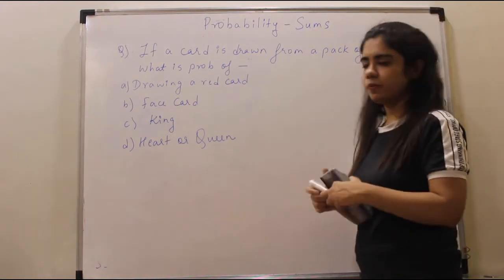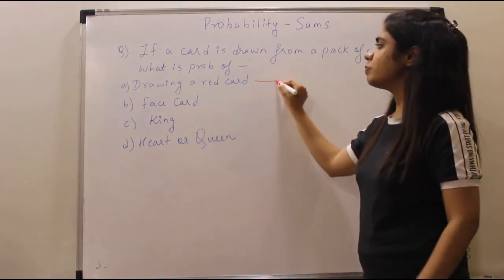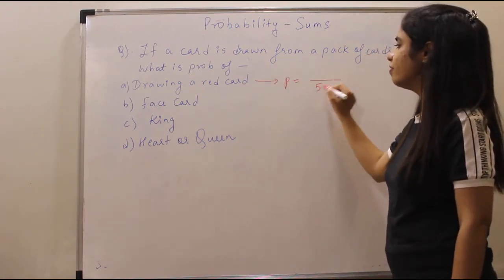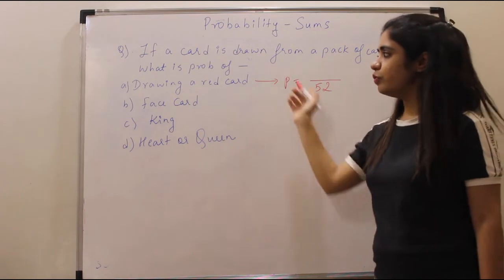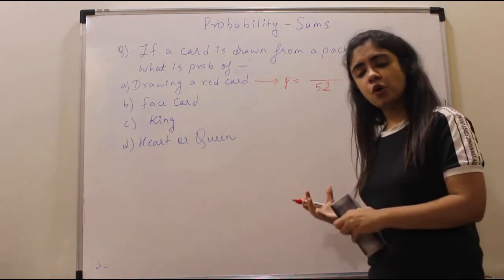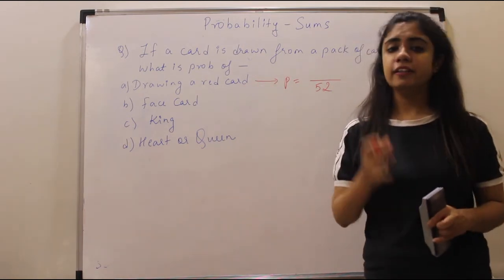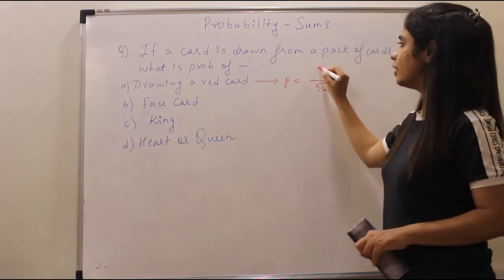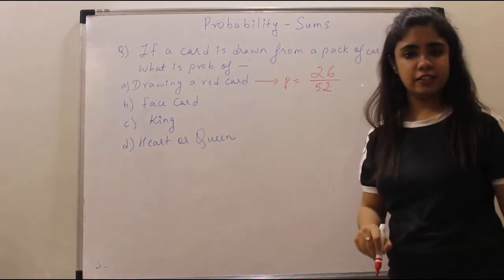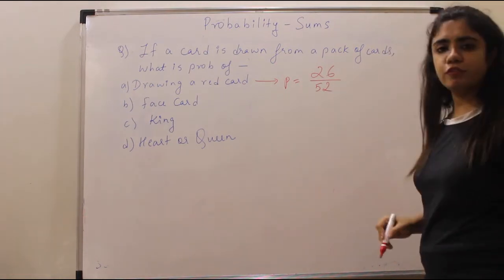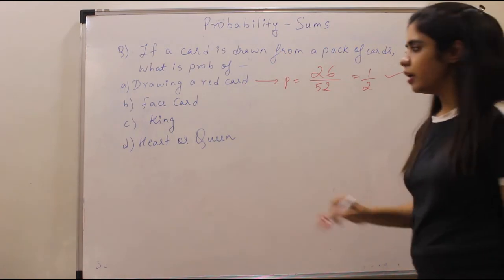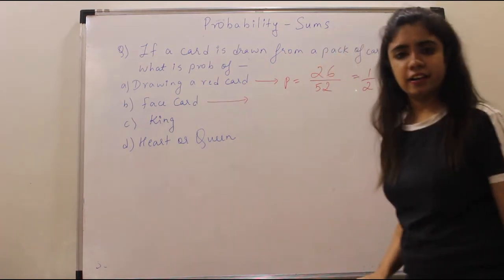See the first question. What does it say? What is the probability of drawing a red card? The total how many cards are there? 52 cards are there. We want a red card. We just saw how many red cards are there? There are 13 hearts and 13 diamonds which are red. So that means there are 26 red cards. So your answer will be 26 upon 52, which is 1 by 2. That's your answer.